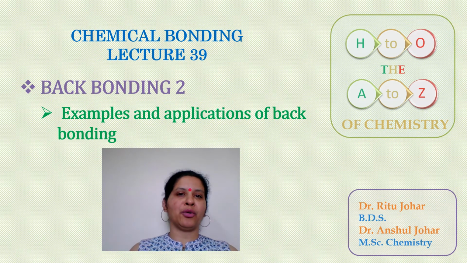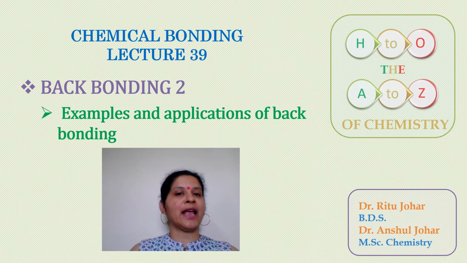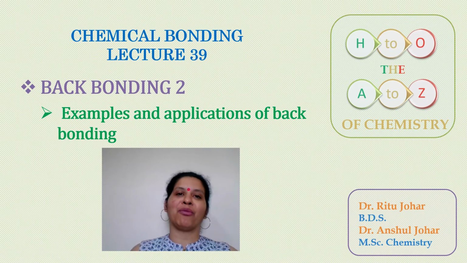For example, let me give you one more. We have NH3 and we have NF3 molecules. Out of these two, we find that the NF3 molecule has a smaller bond angle than the NH3 molecule, and this is something that you have learned in the previous lectures. But now if I tell you that the PF3 molecule has a larger bond angle than the PH3 molecule rather than being smaller, how are we going to explain it? Well, this is going to be one application of back bonding.